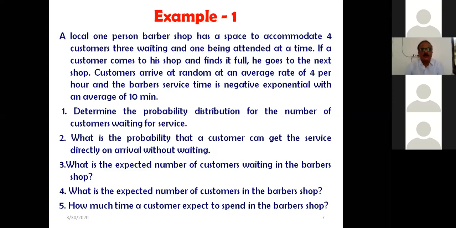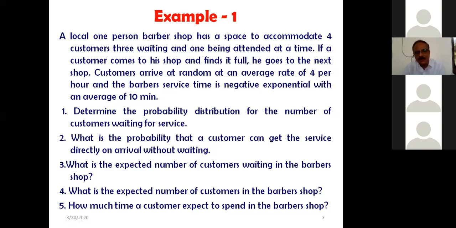So let us discuss this particular problem now. In this case, a local one-person barber shop. You have to concentrate on the wording of the example problem. Here, the moment we say one-person barber shop, it means it is a single server problem. Because in examination, you will have to find out which model the problem belongs to, and it is quite clear that if we say one-person barber, it has only one channel. It is a single server problem.